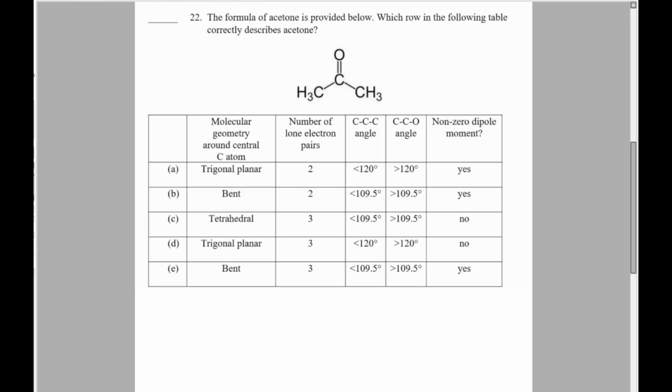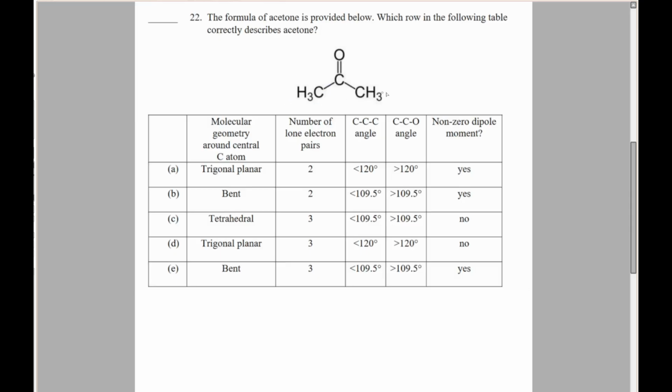Question 22. The formula of acetone is provided below. Which row in the following table correctly describes acetone? So this is kind of like a simplified Lewis structure, but in order to answer this question, since we're given non-ideal angles, as shown by these less than and greater than signs, we have to add some lone pairs to be able to figure that out.